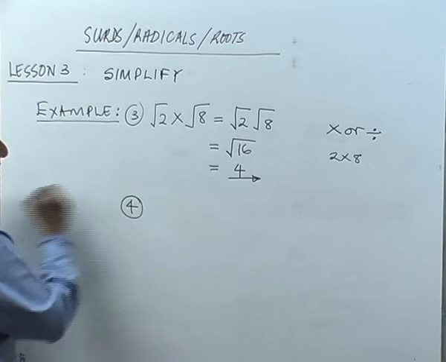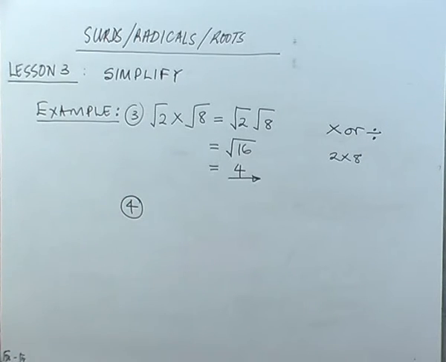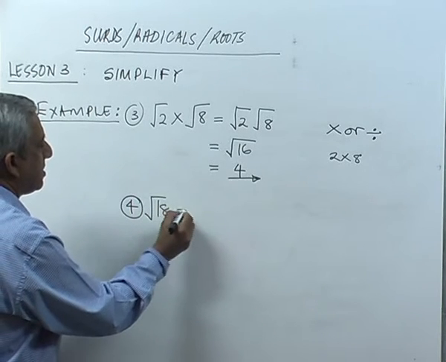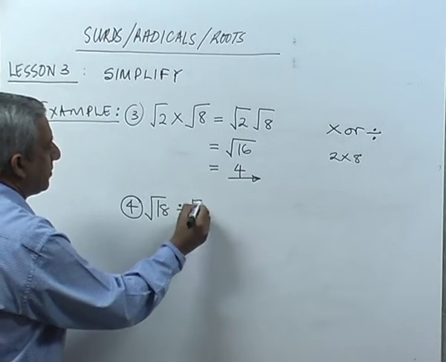Let's look at number 4. In number 4, we got square root of 18 divided by square root of 2.